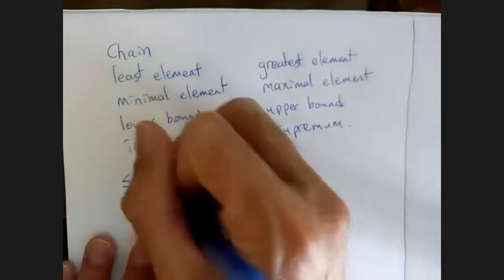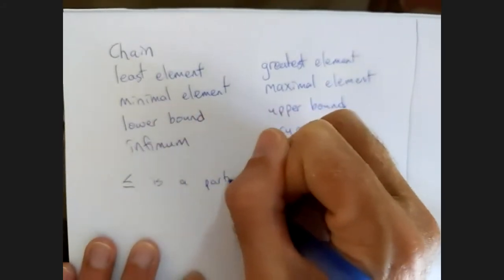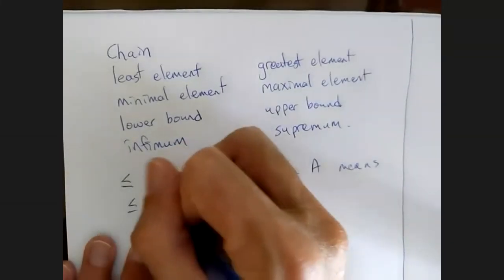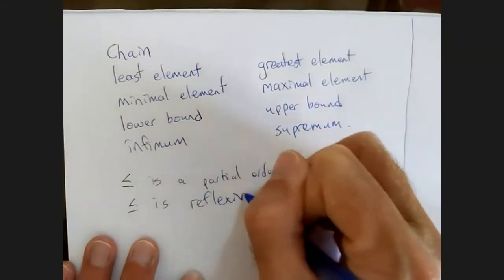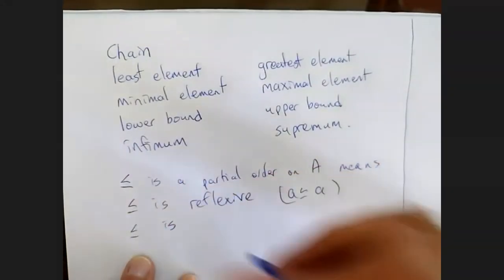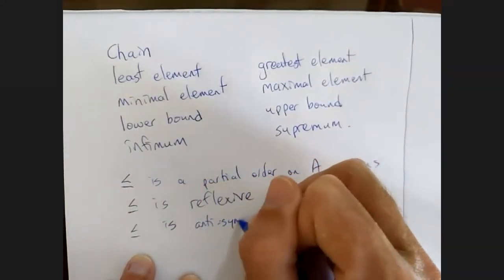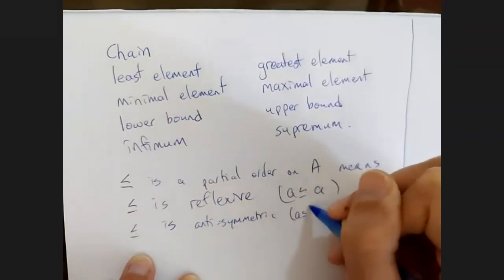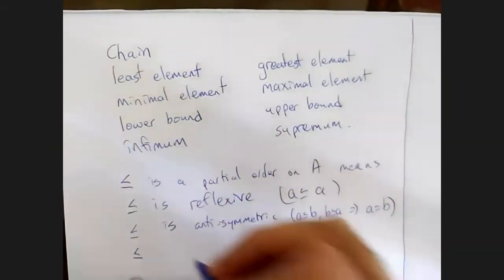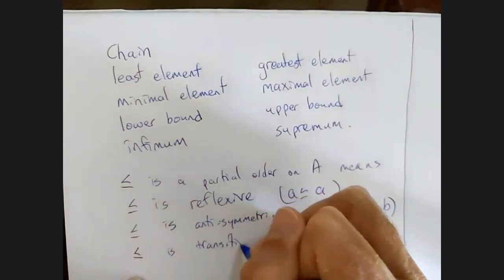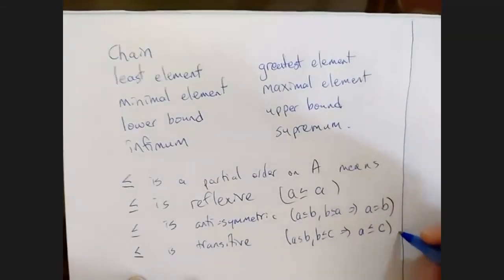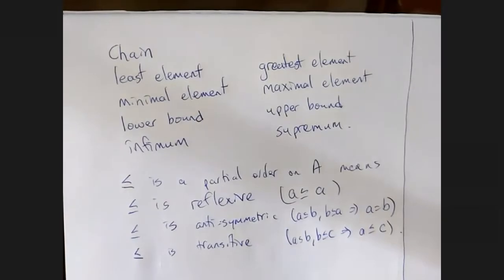So less than or equal to is a partial order on A means less than or equal to is reflexive, meaning A is less than or equal to A for all A. Less than or equal to is antisymmetric, which means A is less than or equal to B, B is less than or equal to A, implies A equals B. And less than or equal to is transitive, which means that A is less than or equal to B and B is less than or equal to C. That implies A is less than or equal to C. Okay, so that's what a partial order is.